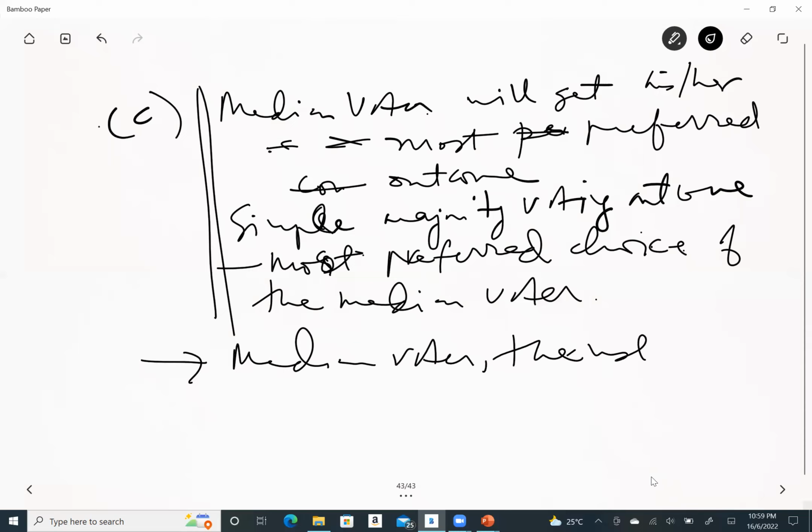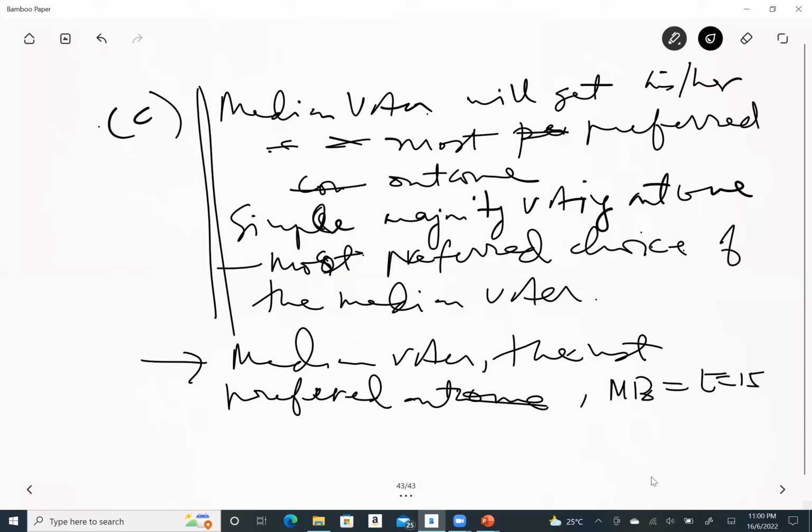The most preferred outcome is where marginal benefit equals T. Marginal benefit just equals the tax, equal to 150. And that is of course at Q equal to 3. And who is the guy? The third person.